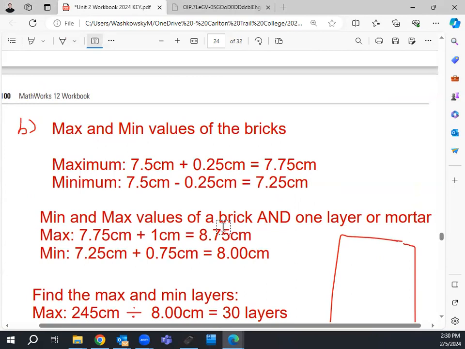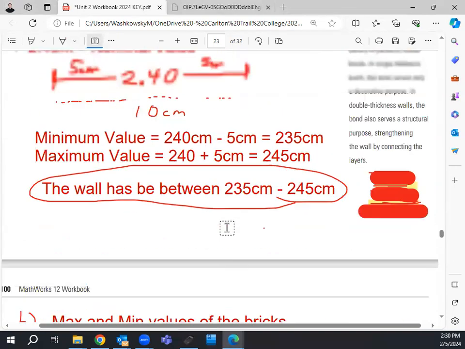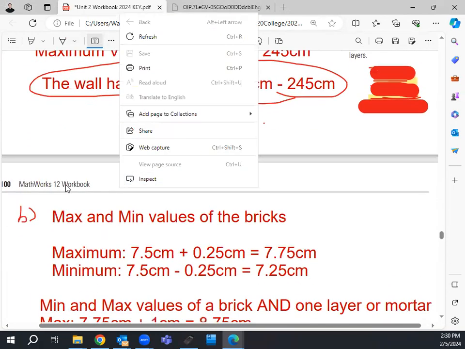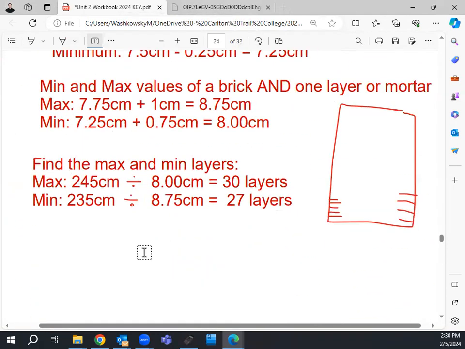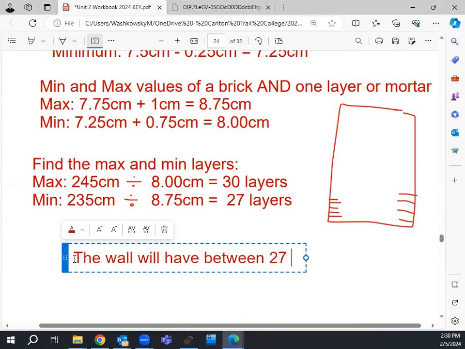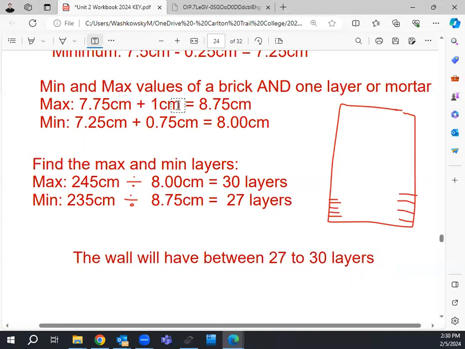Okay, so remember the question, though, however, I'll come back to this. The question asked me, how many rows of bricks and mortar will it take to build the wall? Well, we have two different numbers here. But the answer depends, right? The correct answer here is the wall will have between 27 to 30 layers. It could be anywhere in between that. This is still an acceptable answer, right? It's a range. It just depends on how thick is the mortar, how thick is the brick, how high or short is the wall.